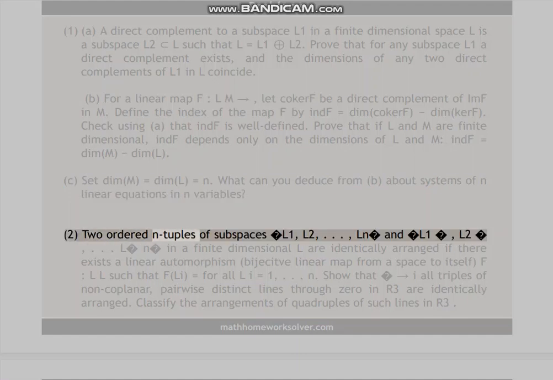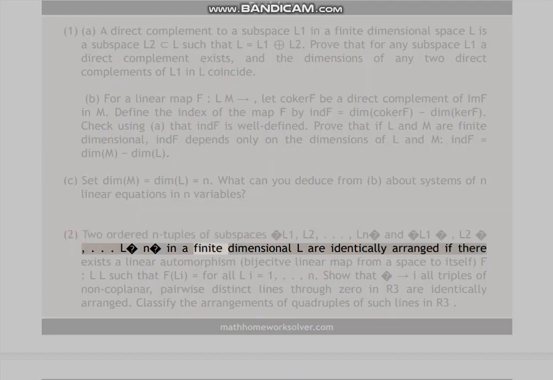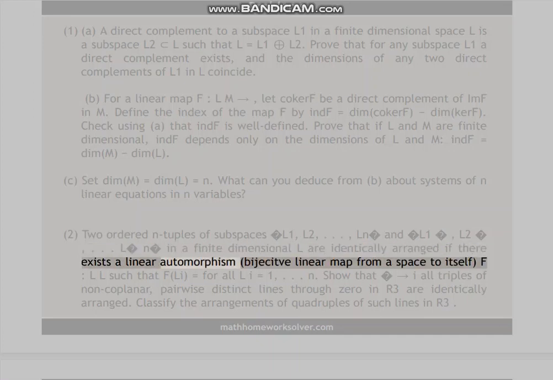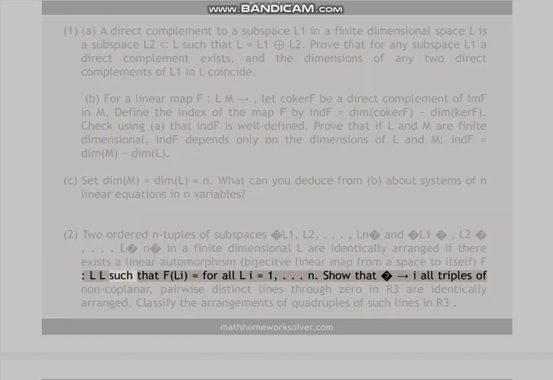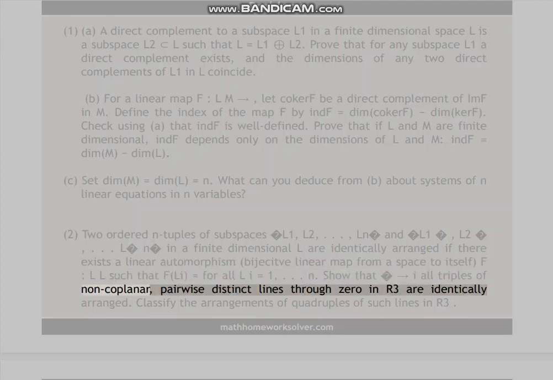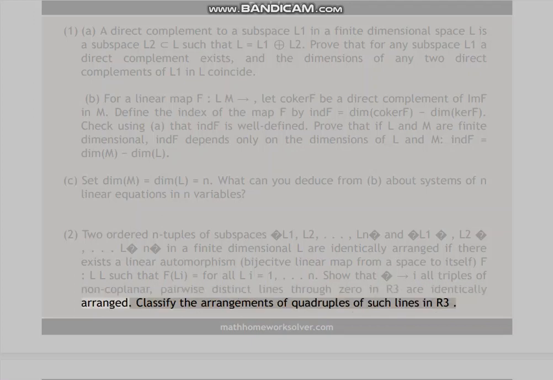2. Two ordered tuples of subspaces L1, L2, ..., Ln and L1', L2', ..., Ln' in a finite dimensional L are identically arranged if there exists a linear automorphism, a bijective linear map from a space to itself, F: L → L such that F(Li) equals Li' for all i equals 1 to n. Show that all triples of non-coplanar, pairwise distinct lines through 0 in R3 are identically arranged. Classify the arrangements of quadruples of such lines in R3.